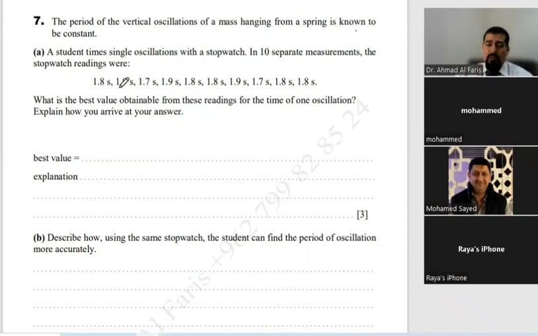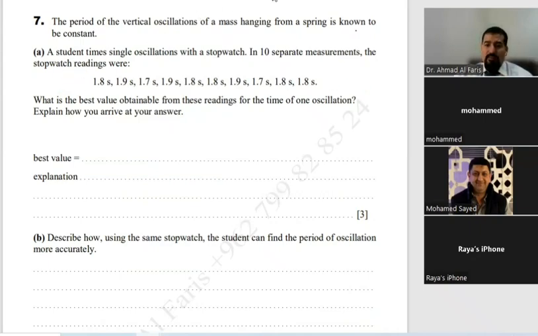So a student times a single oscillation with a stopwatch in 10 separate measurements. The stopwatch readings were like this: 1.8, 1.9, 1.7, 1.8, 1.9, etc. These values are close to each other. If I have a value which is far, for example 5 seconds, I will neglect it. Why will I neglect it? Because it's too far from the average, or too far from these values. I call it an anomalous value. If I have a value that is too small or too far from these values, I call it anomalous data, and I will neglect it from my calculations.